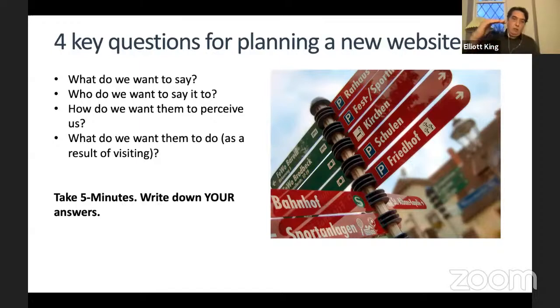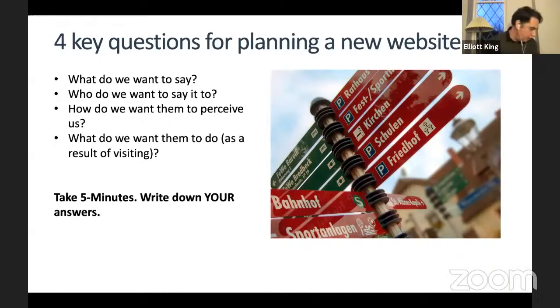Now, obviously, what we want them to do depends on what point they are at in that funnel we were talking about, in that buying journey with us. It depends probably on what audience group we're talking about, and if we've got different offerings, it might depend on what offering we're talking about. But in general, there's not just one thing we want people to do. There will be a number of things, but these are the 4 key questions.